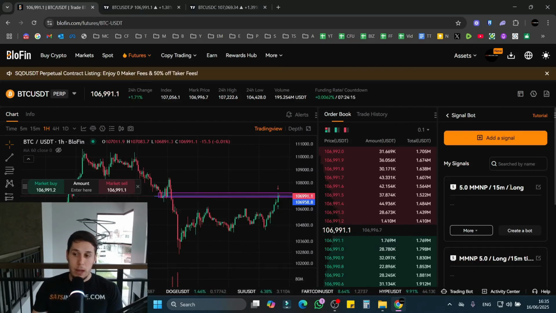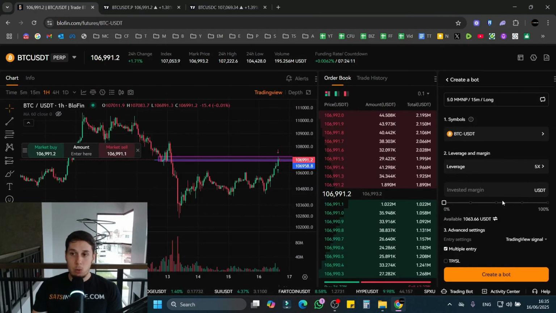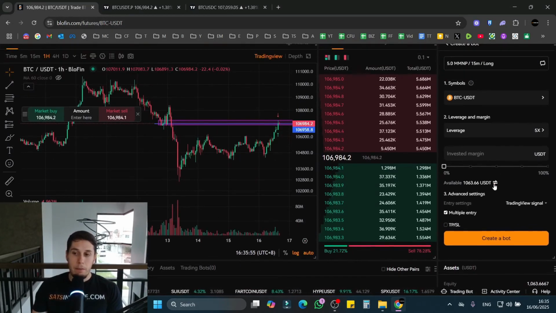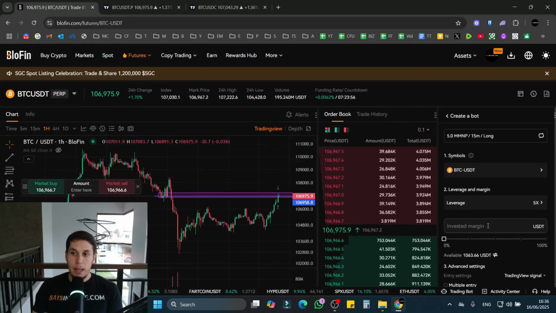The next step is quite simple. Just click on create a bot, and that's what you're going to see. So here we have symbol, leverage, invested margin, available funds, advanced settings, and basically you don't really need multiple entry, but you're going to need take profit and stop loss.